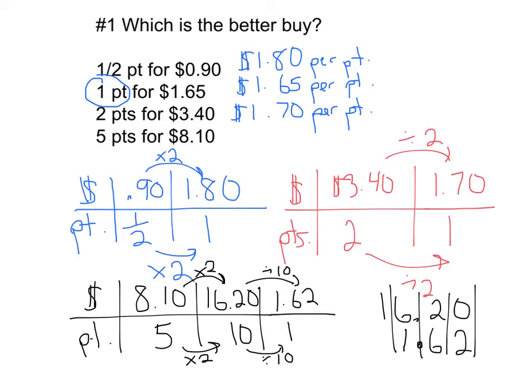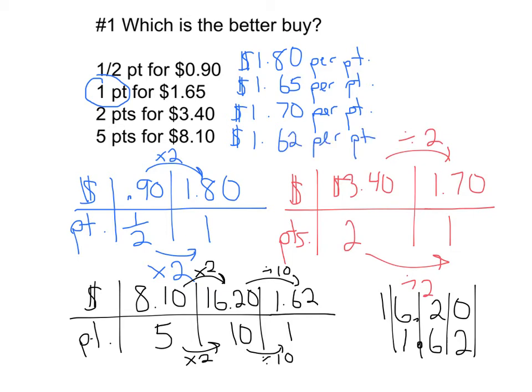Now keep in mind, this was a little more work because I was doing it without a calculator. If this were a calculator problem, which sometimes it will be, doing $8.10 divided by 5 will give me the exact same answer. So keep that in mind. Sometimes a calculator is allowed, sometimes it's not. You have to be ready for any given situation.